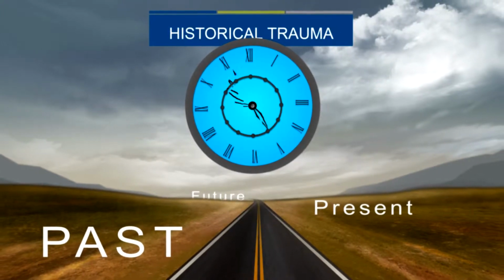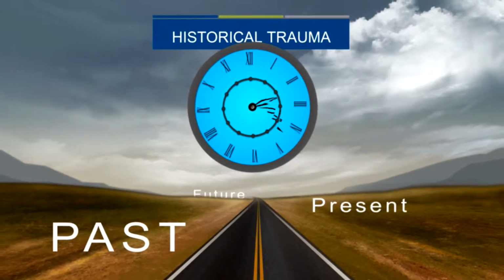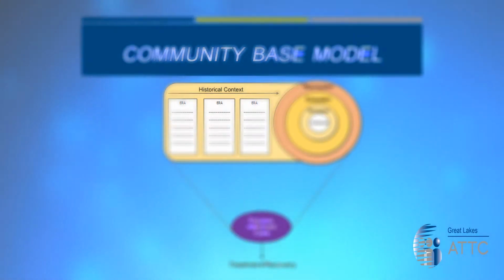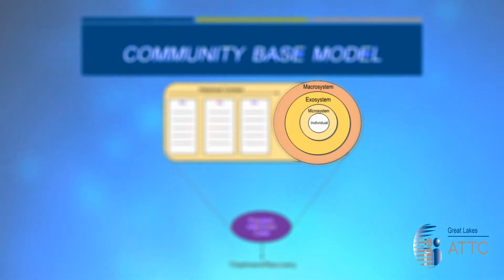So now we're going to look at the community-based model. Here's what I mean by this. This is the model that we're going to use when we go through each individual community. It's going to start with the historical context, and then we're going to look at the community through several different lenses.